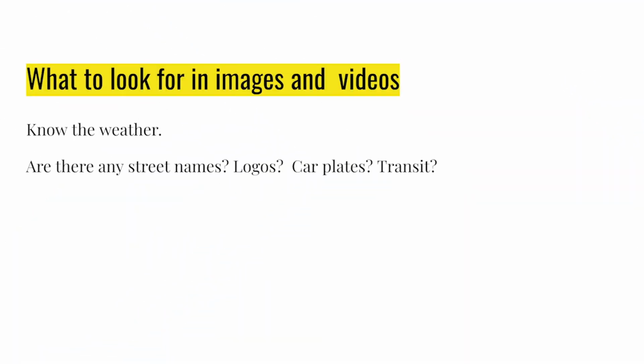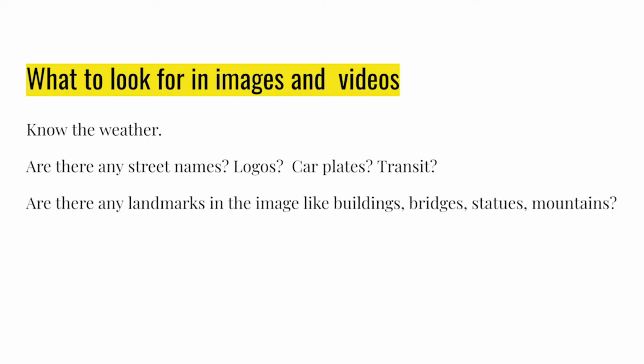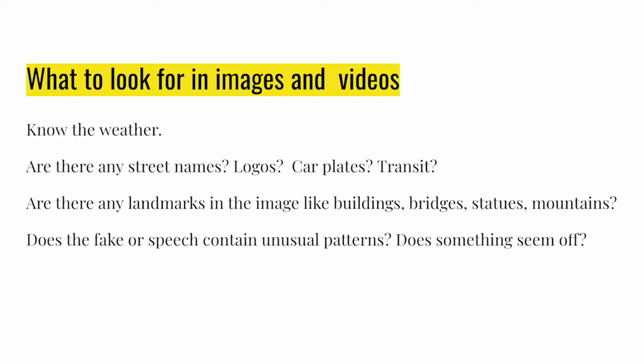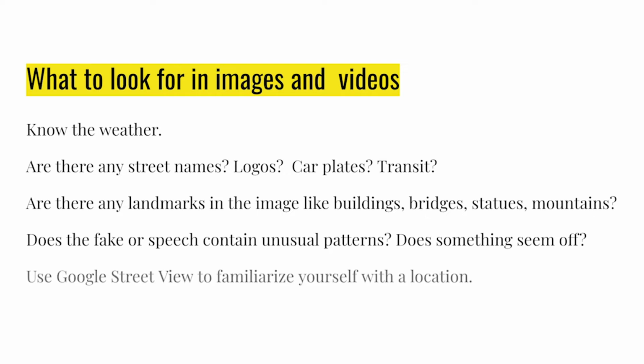Take note of any street names, logos, car plates, transit. Are there any landmarks in the image, like buildings or bridges, statues, mountains in the distance that maybe you could use as a jumping off point? Does it look fake, or does the speech contain unusual patterns? Does something just feel off to you? Don't put that feeling aside. Listen to that feeling. And if you're reporting on a location that you haven't been to before, use Google Street View to familiarize yourself with what it might look like.